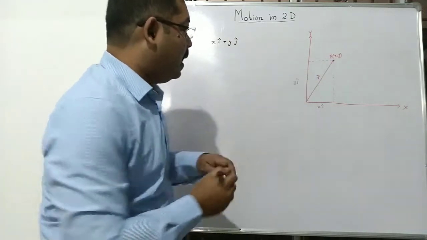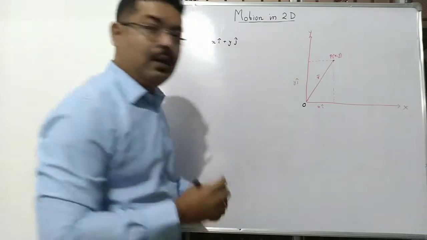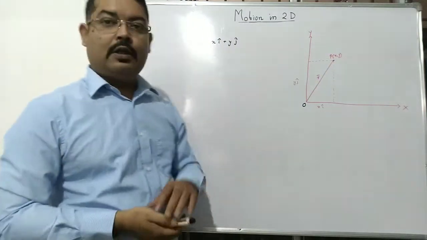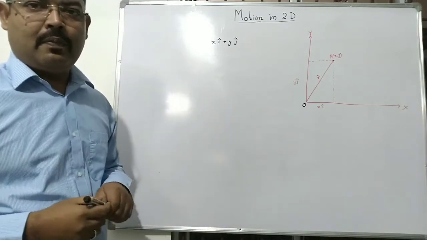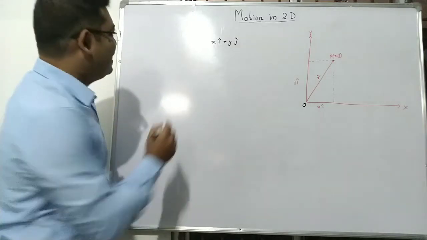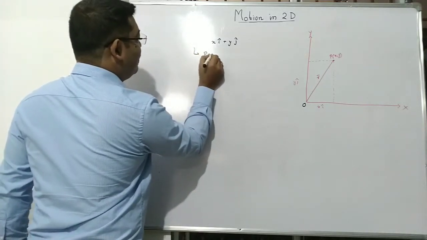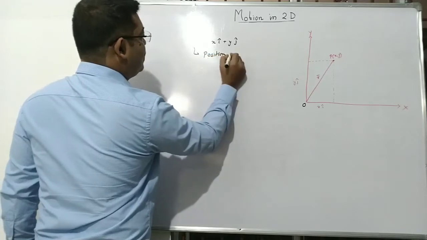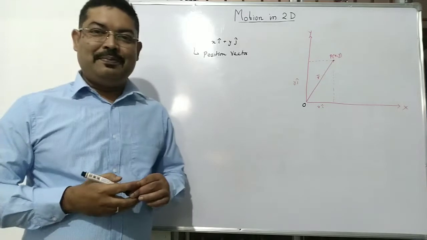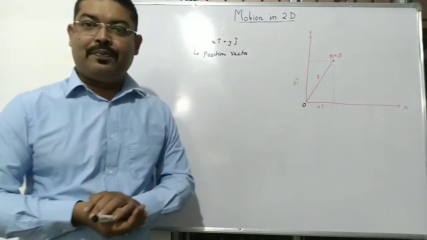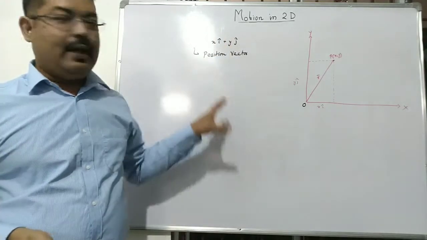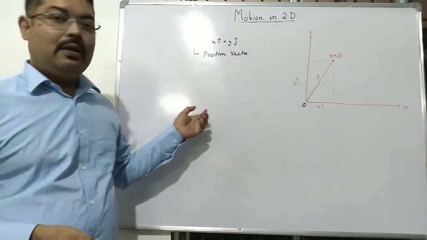This particular vector r from the origin, that defines the position of a particle, has a particular name. It's a very difficult name to understand. It's known as the position vector. Why position vector? Because it gives the position of a point.